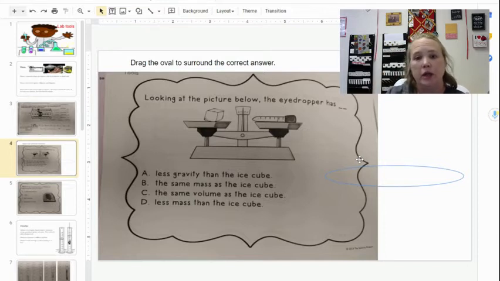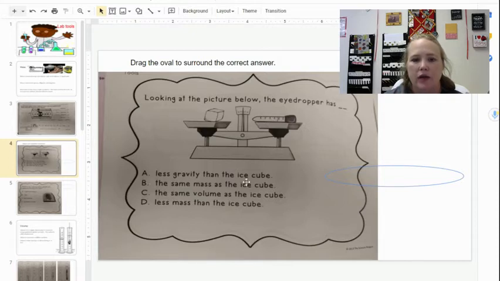So you're going to look at the picture, and then you're going to answer the question. Now, some of these may be a little bit difficult or a little bit confusing, so I want you to take your time on them and make sure that you're reading carefully and you know what it's asking, okay? It says, look at the picture below. The eyedropper has blank. So we look at this picture and it looks like it's balanced out perfectly evenly. So we have our eyedropper and here's our ice cube.